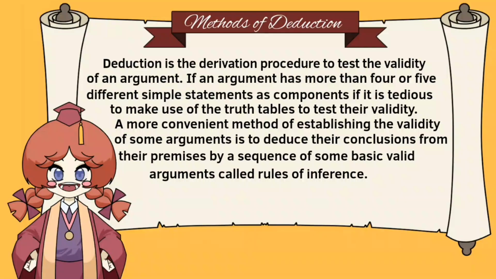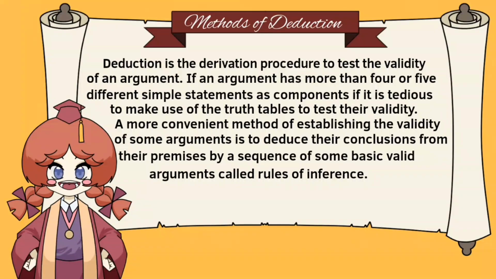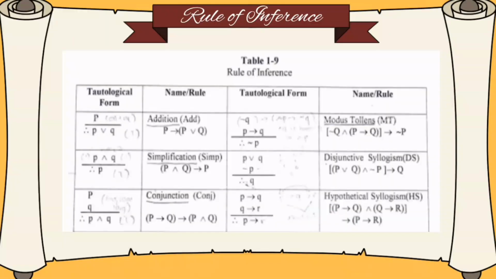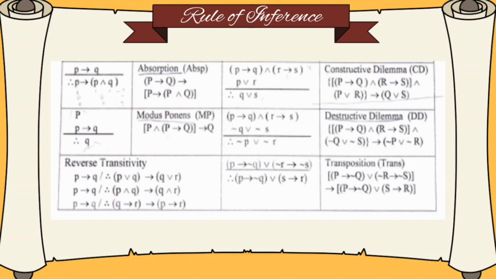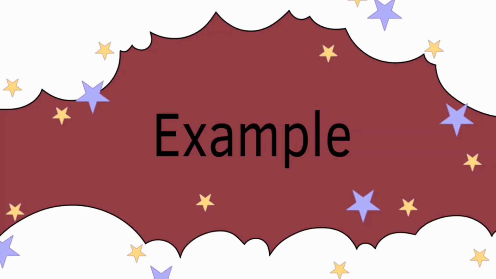A more convenient method of establishing the validity of some arguments is to deduce their conclusions from their premises by a sequence of some basic valid arguments called rules of inference. The deduction method is based on the following rules of inference, as given in the table. Here's some examples.